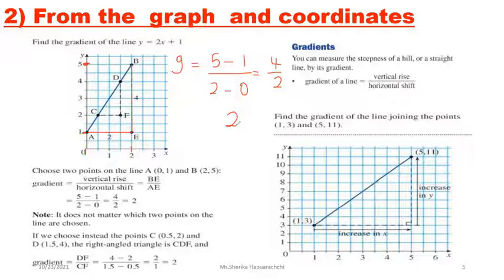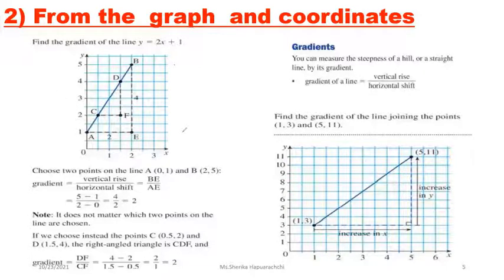Right, up to now, we learned to identify the gradient and the intercept by using the equation. And from the second method, we identified how to find the gradient by using the graph. Now we are going to identify the gradient by using two coordinates. I'm going to show it from here first. Imagine now y equals 2x plus 1. This is my graph. I'm going to identify the gradient. We'll see whether we can get the same gradient as 2.